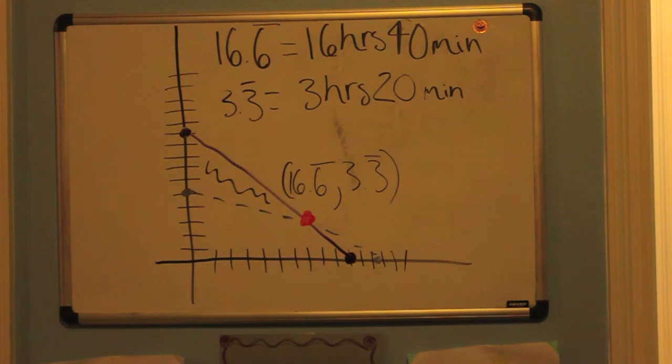We are now able to conclude that the maximum number of hours she can work at the first family is 16 hours and 40 minutes, and the minimum number of hours she can work with the second family is 3 hours and 20 minutes.